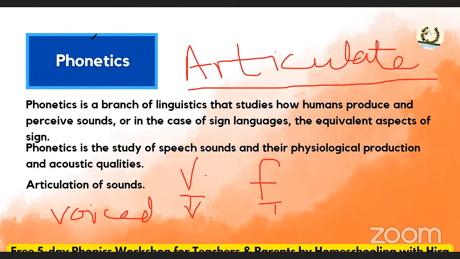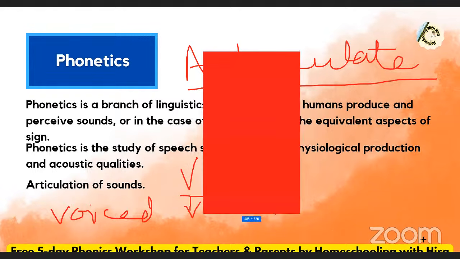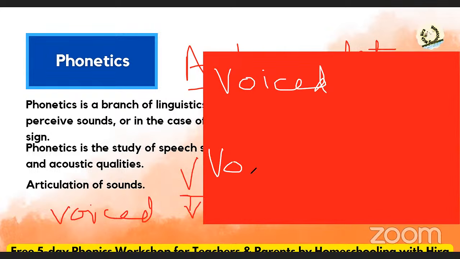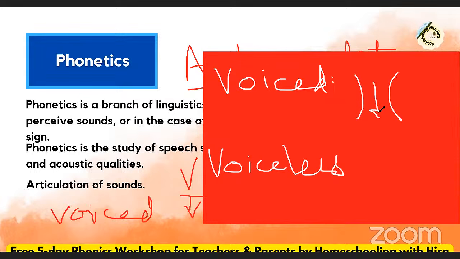It's a small topic. Let me tell you about voiced and unvoiced sounds, okay? What are voiced sounds? It's not written here, but I just want to give you this information as well. In English, we have two types of sounds. Some are voiced and some are voiceless. What are voiced sounds? Those in which you use your sound box. This is your sound box and these are your lips.